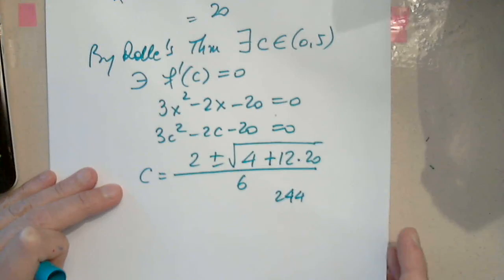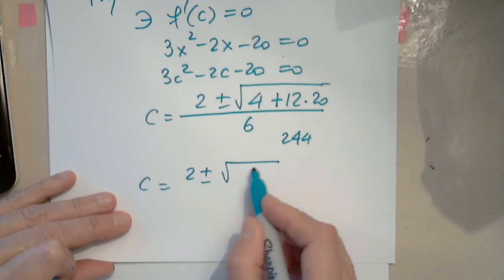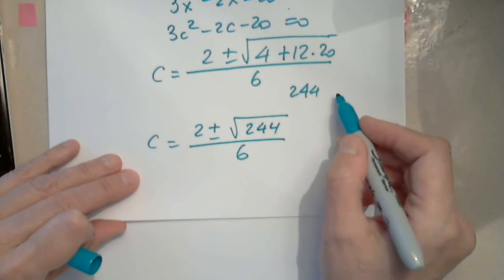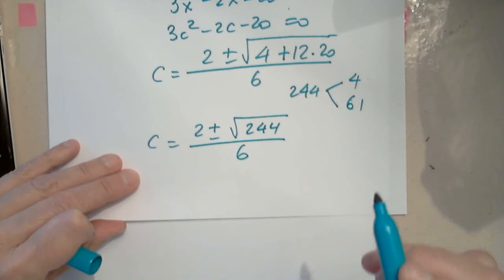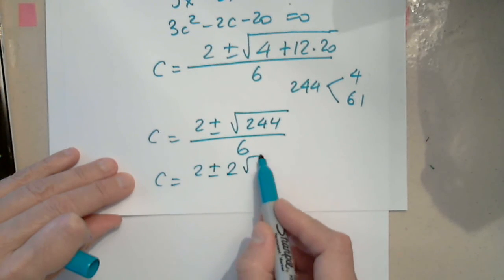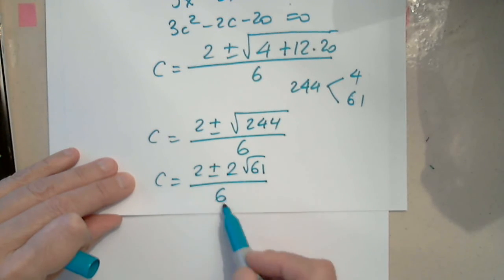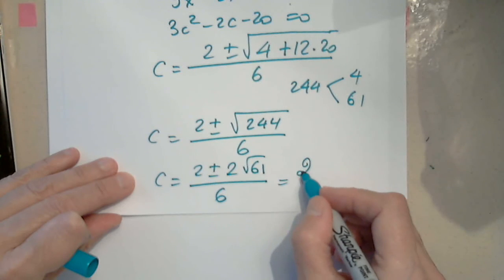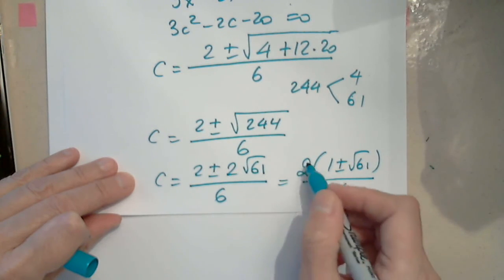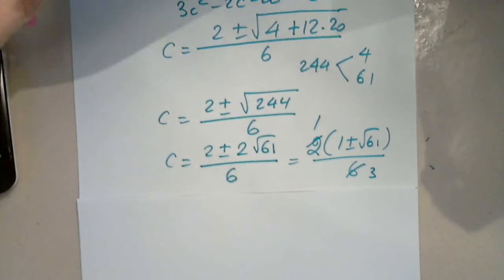So then I'm not going to approximate. We have C equals 2 plus or minus the square root of 244 divided by 6. But 244 is 4 times 61. So then C will be 2 plus or minus 2 the square root of 61 divided by 6. Do not simplify like this. You have to factor out 2: 1 plus or minus the square root of 61, and divide by 6. And this is your final answer if they want it exact.